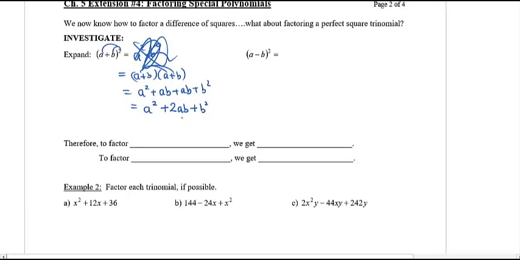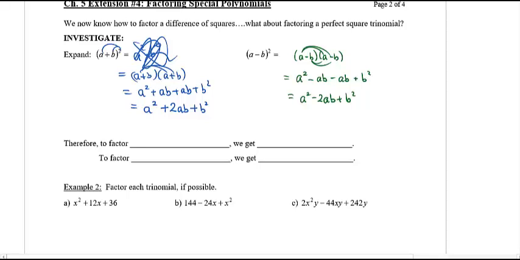You do the next one yourself. You like my strategy of writing a minus b twice? Go for it. Remember, BA, AB, same thing. Multiplication, the order doesn't matter. Very similar to A plus B all squared.